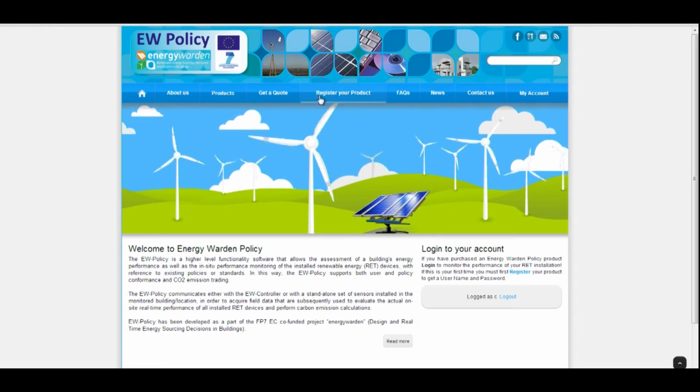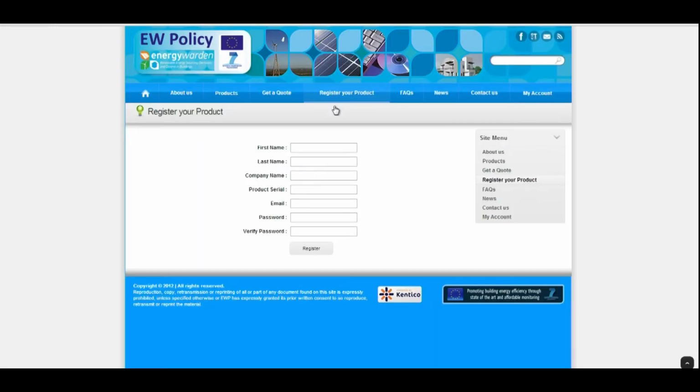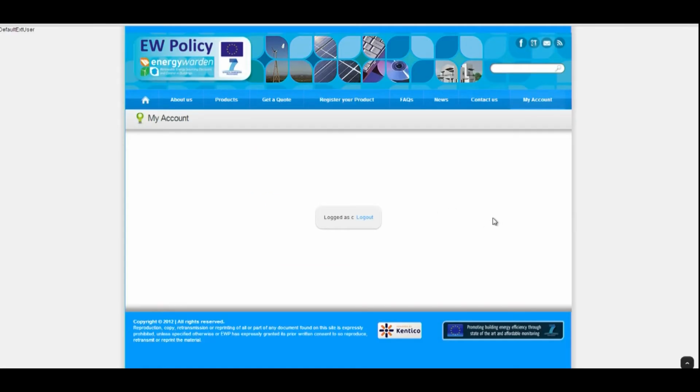The user should first register his product by inserting the name, contact details, company name, the product serial number if it's available, and the password. Then the user should log in to the account.